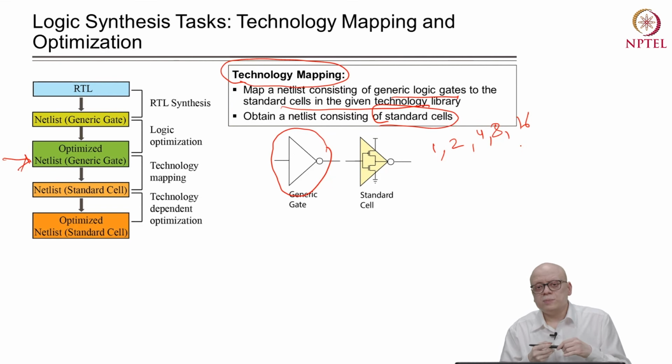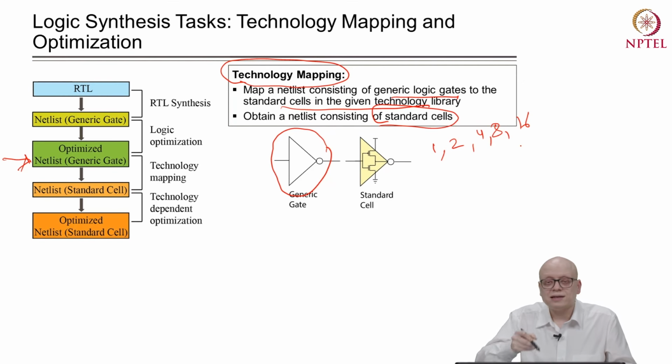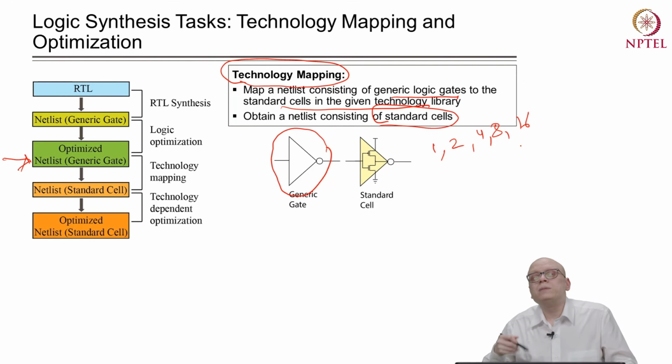Typically when we make a technology library, for the same logic function, in this case an inverter, we have multiple cells of different drive strength, right? If we increase the area, typically the drive strength goes on increasing, but the area cost also goes on increasing, right? Why do we design inverters with multiple drive strengths in a library?